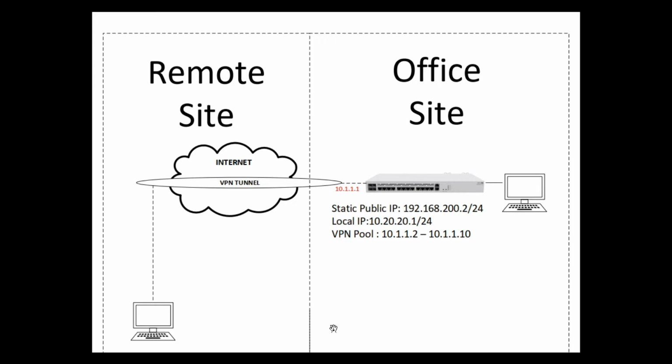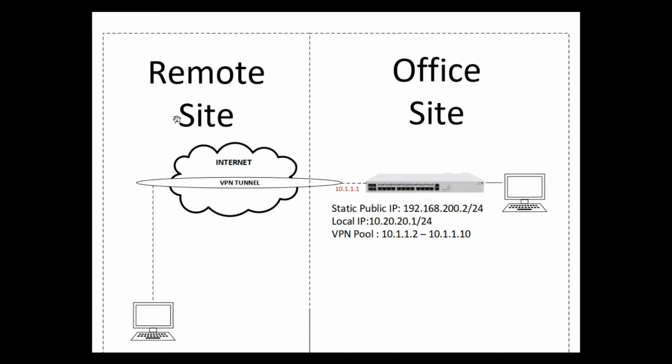Without further ado, let's get started. I have a topology here. We have office site and remote site. Office site is our VPN server and remote site is our VPN client. I am done doing the configuration of office site. This is just the same configuration as what we did in our previous video.